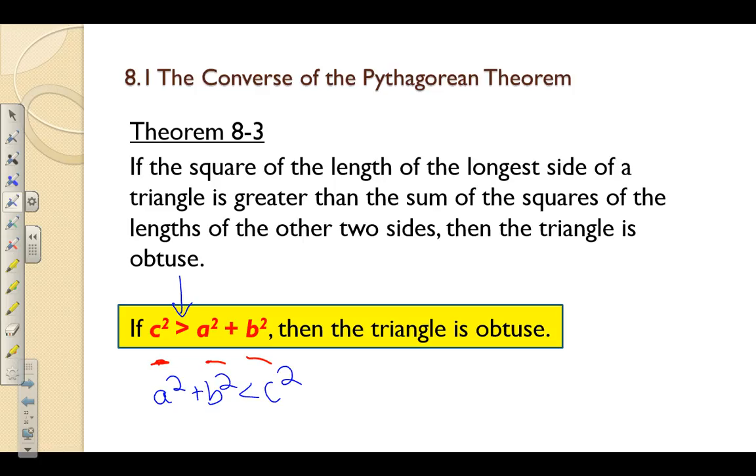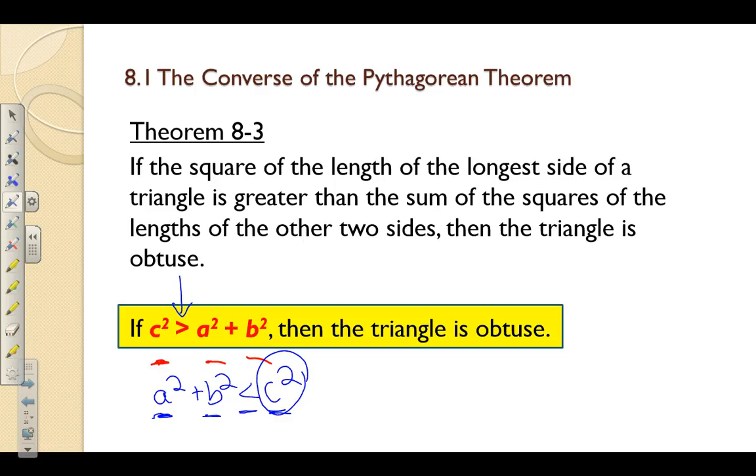I'm going to give you another way to think about this. But first, if I read this, this would be a squared plus b squared is less than c squared. Do I still have an obtuse triangle? I do, because when I look at c squared, it is greater than a squared plus b squared. But when I read that statement from left to right, I'm going to get confused. So make sure you're looking at the c squared compared to the a squared plus b squared.